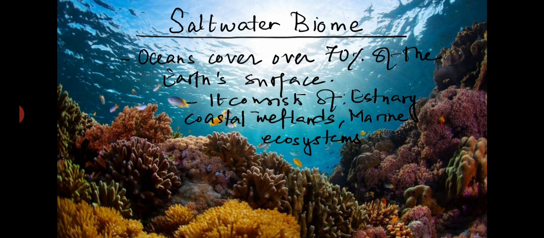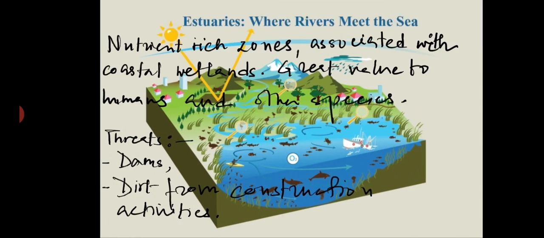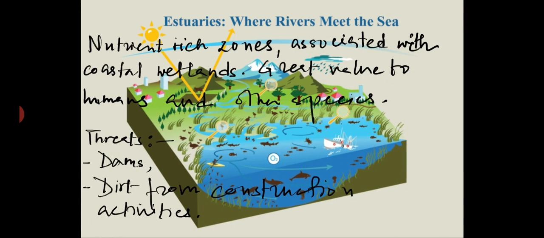Saltwater biome includes coastal ecosystem and the marine ecosystem. The coastal ecosystem consists of estuaries, coastal wetlands, and the coral reefs. Estuaries are the places on earth where fresh water mixes with the salt water. That is, they are located at the mouths of rivers.